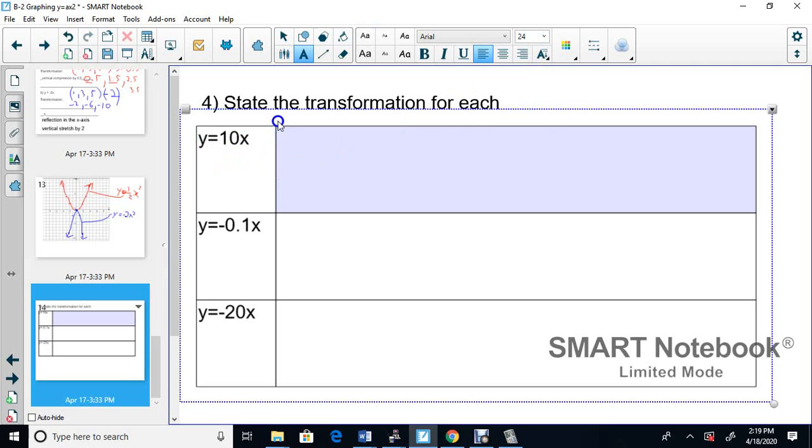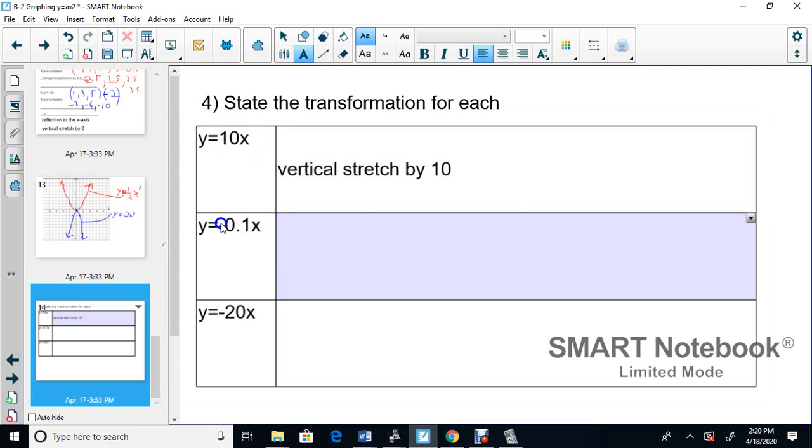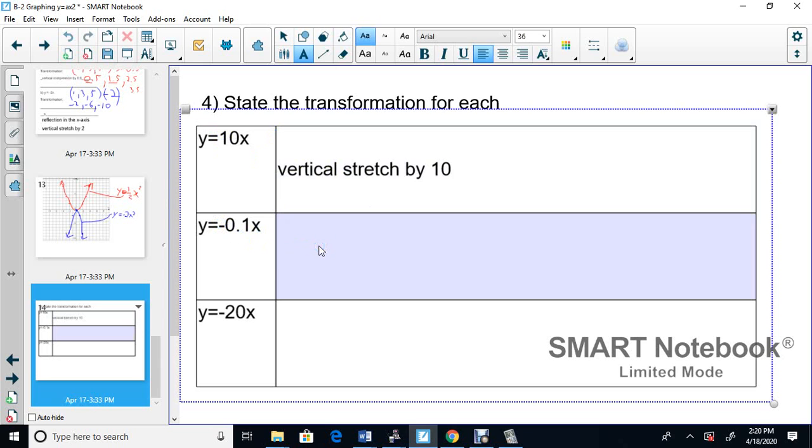Just by looking at this 10x squared, you can state the transformation. You do not have to graph it. So here, the 10 tells you it's a vertical stretch. So you'd have a vertical stretch by 10 and nothing else. Okay, let's do the next one. Okay, this one, you see the negative. The negative tells you there's a, and I'll put 24 so I can write both in the same line, a reflection in the x-axis. That's what the negative tells you. Okay, this negative in the front.